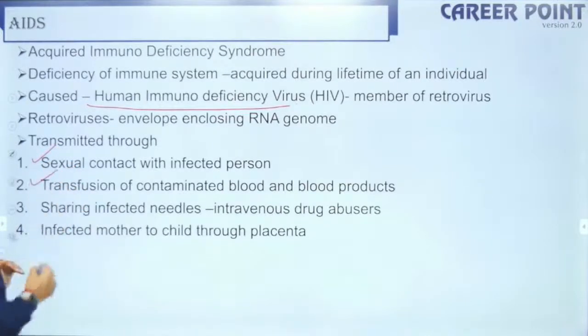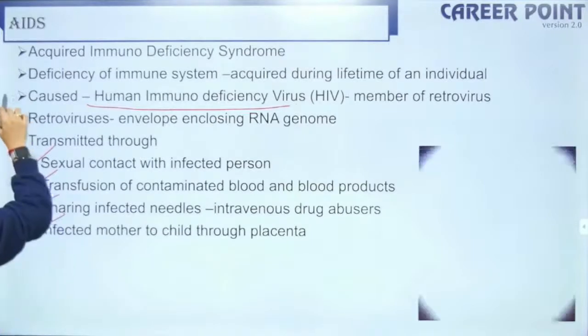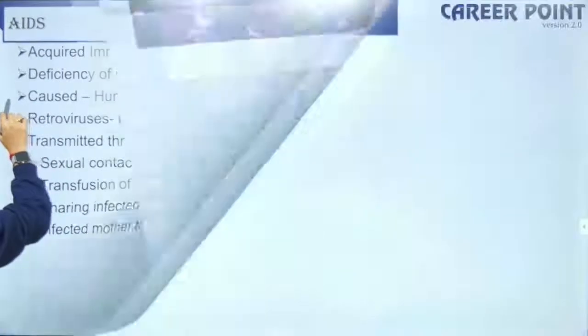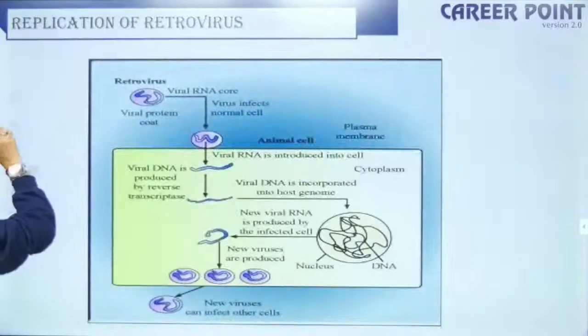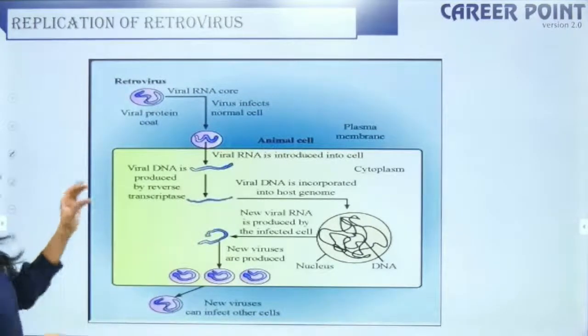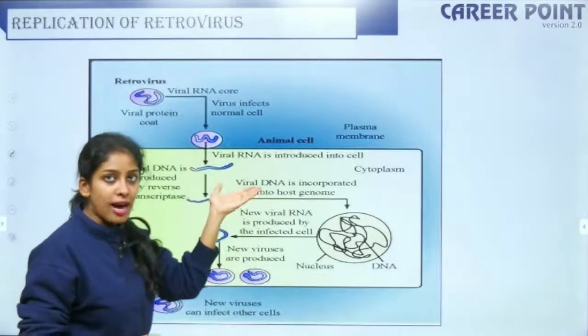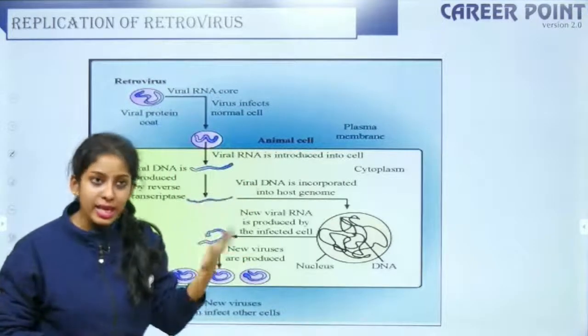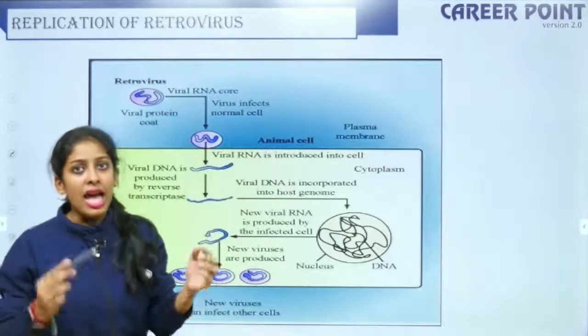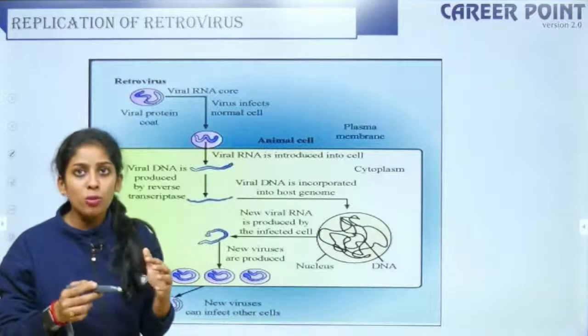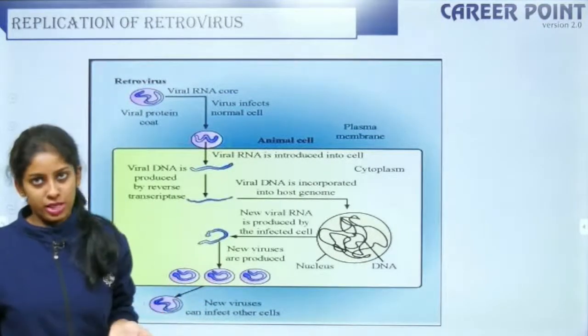Then transfusion of contaminated blood and blood products, sharing infected needles, intravenous drug abusers, then infected mother to the child. So I guess you know how the replication of the AIDS virus happens. A virus will insert its genetic material. If it's RNA, it will convert it into DNA, that becomes your cDNA, and it will get integrated with the host chromosome and it will produce the viral proteins, right?